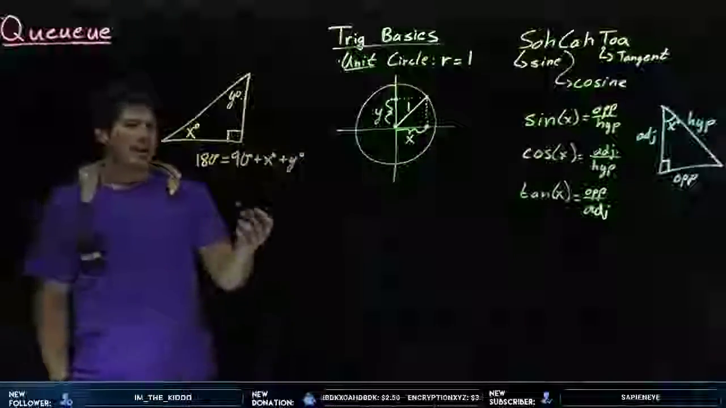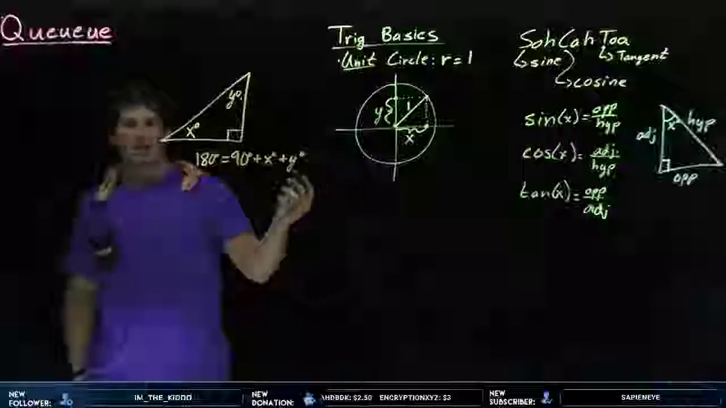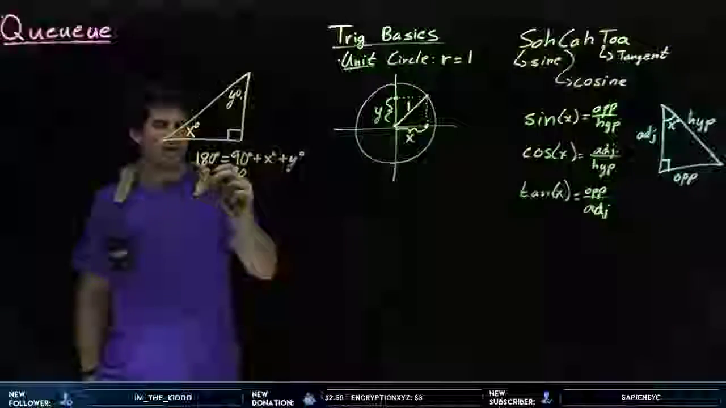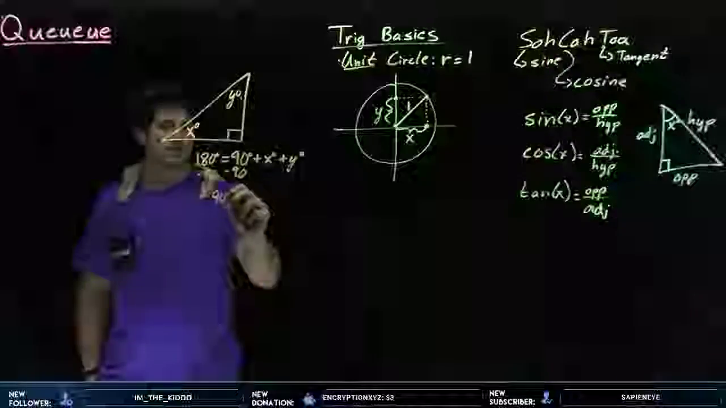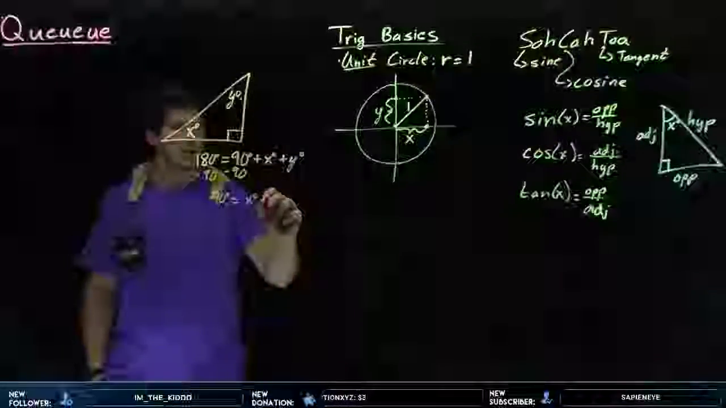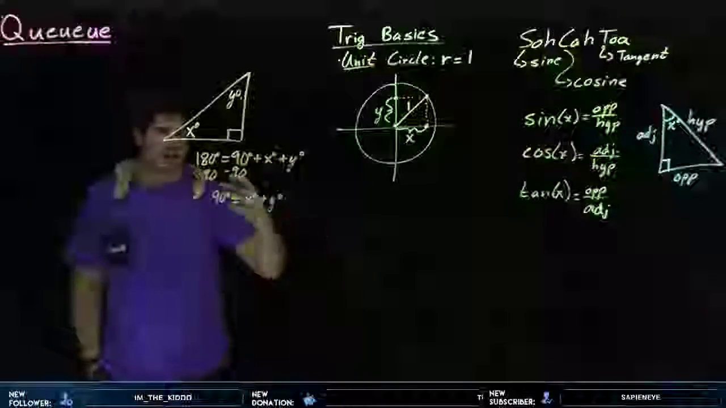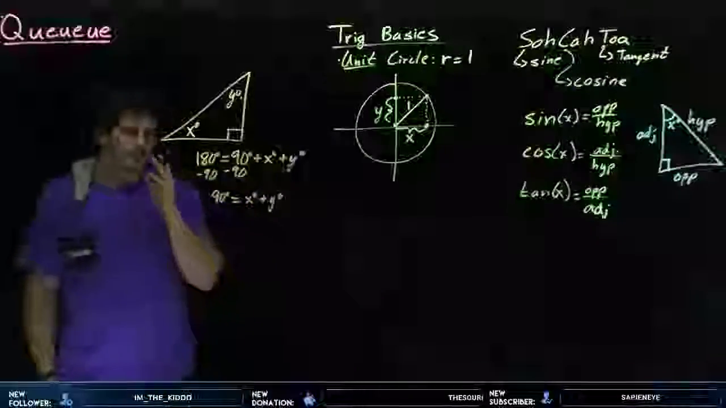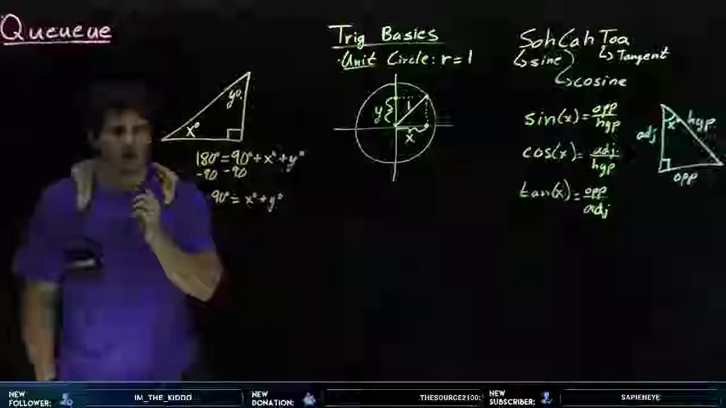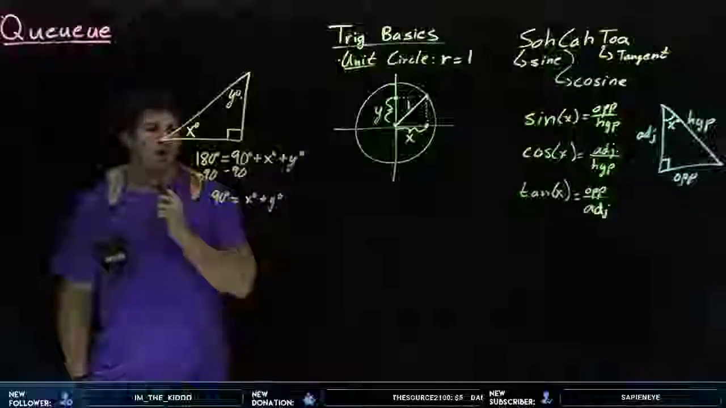Great. Now, let's just get rid of the 90. So I can subtract 90, and I get 90 degrees equals x degrees plus y degrees. Again, on its own, this is not revolutionary. It's not really doing much for us. But it becomes quite interesting when I do this.